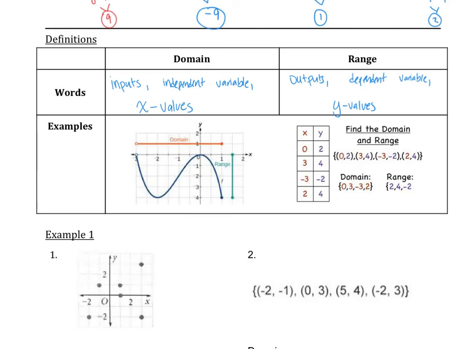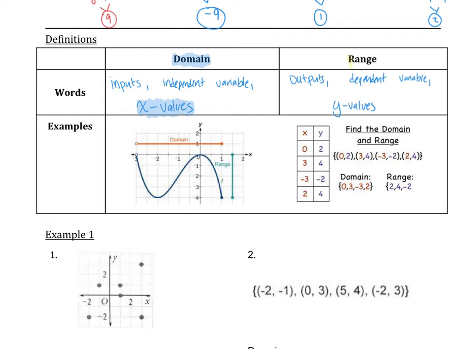All right, so go ahead and write down these definitions. The domain is the inputs, right? We've talked about inputs and outputs before. So the domain is going to be the same thing as your inputs. You could also describe it as the independent variable, but the best way I think to describe domain is going to be the x values, right? So this is going to be super important. We're going to be using this a ton for this unit and this year. So domain is your x values. You're going to see that over and over again.